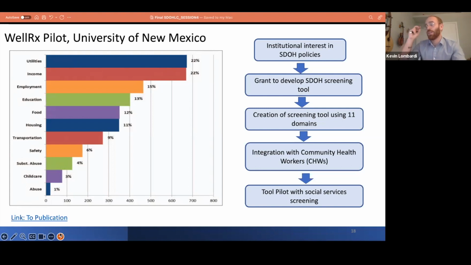And to briefly talk about their process. In the WellRx pilot, there was an existing institutional interest in the SDOH. This can happen, and institutional interest in SDOH and in improving that aspect of patient care is a necessary step to implementing these policies. And realistically, the more you can develop that at your institution, the better results you'll have in finding ideas and practices that work appropriately for your patient population and improve outcomes and dynamics at your institution.